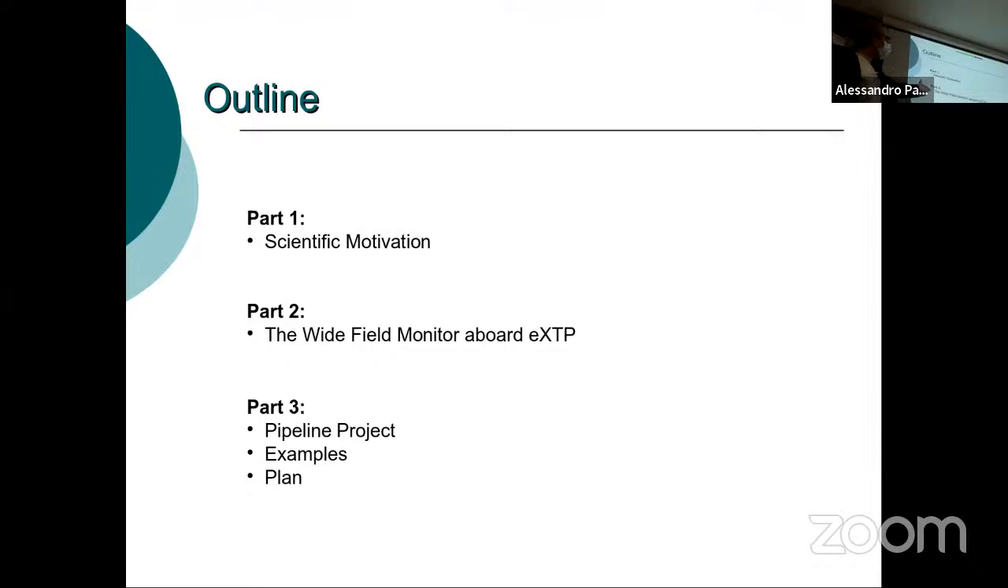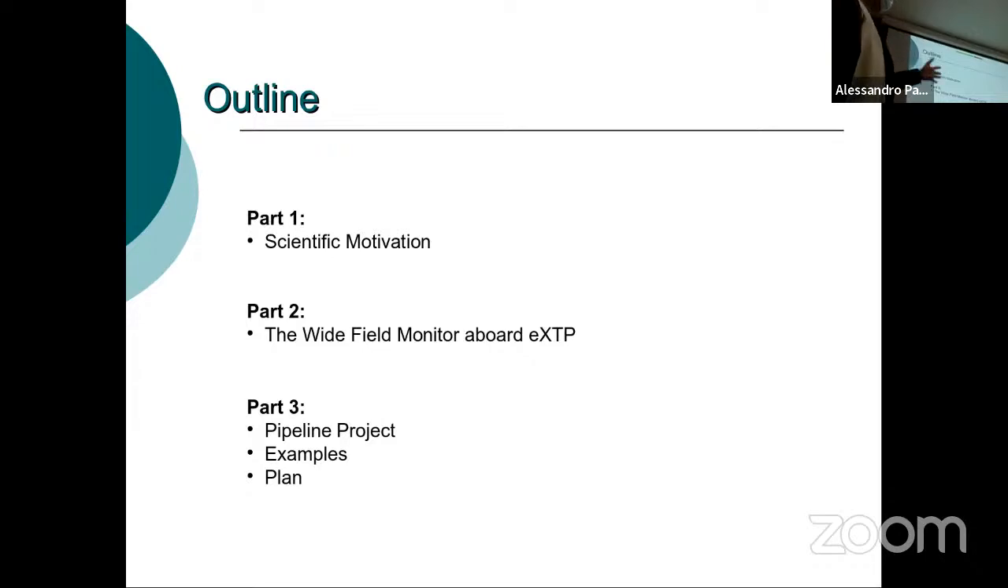Then I will talk a little bit about the wide field monitor that is being developed here in our institute, and then some possible ideas on how to extract efficiently information and create data products from the upcoming and the existing monitoring instrumentation.